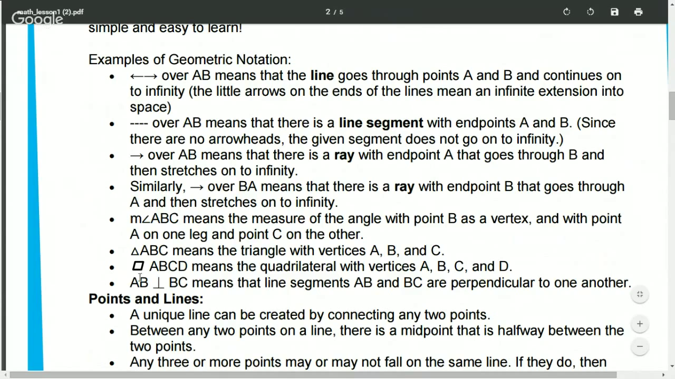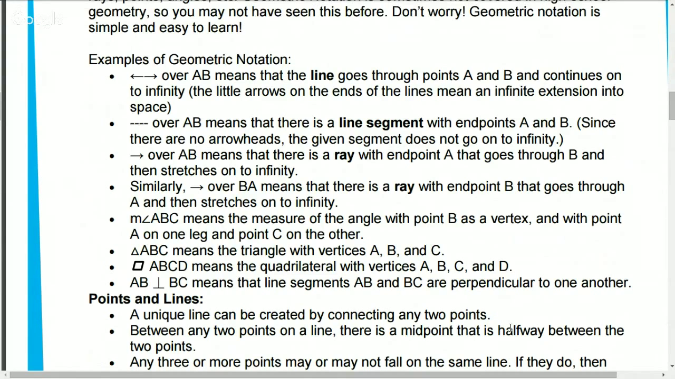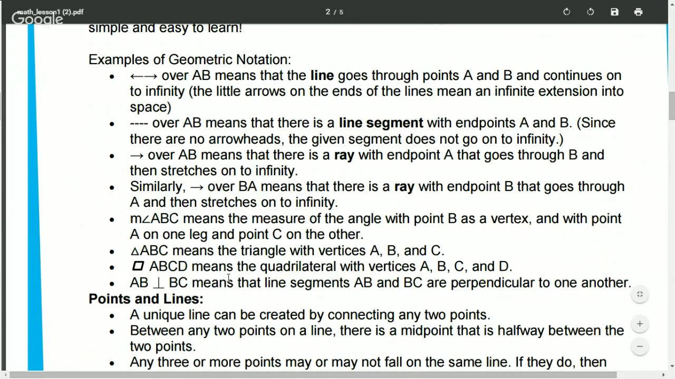Quadrilateral ABCD, with this four-sided figure, means the quadrilateral with vertices A, B, C, and D. So basically what this means is that A, B, C, and D are all points on the quadrilateral. It's very similar to the one above, with triangle ABC being a triangle with vertices A, B, C. The only difference is that there's an extra point added to the quadrilateral, which is vertex D.